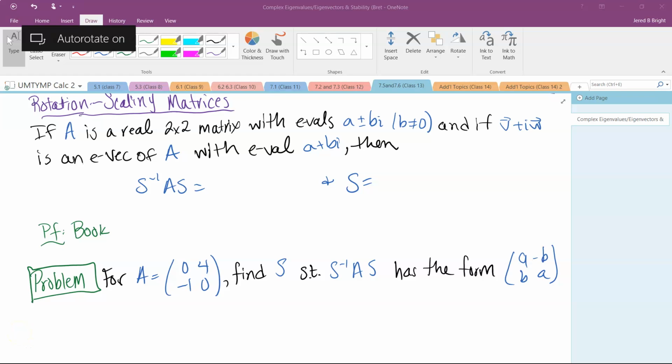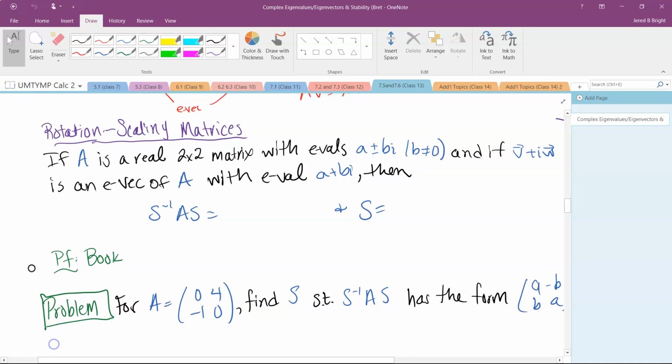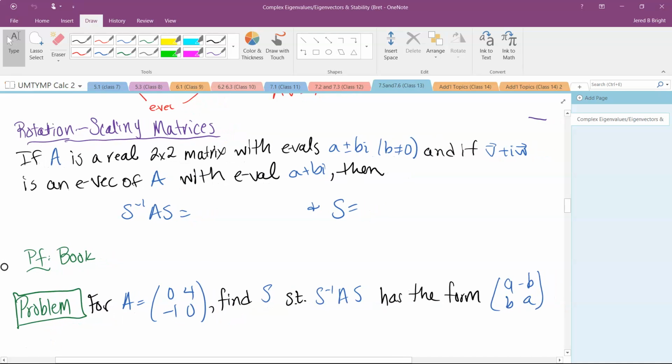Welcome back, and having discussed complex numbers, there is an important definition that we are going to make use of. This video is going to be really short, but we want to talk about rotation scaling matrices. As you might guess, they are going to be matrices that do what? They rotate and they scale. Okay, spoiler alert, we'll get there eventually.